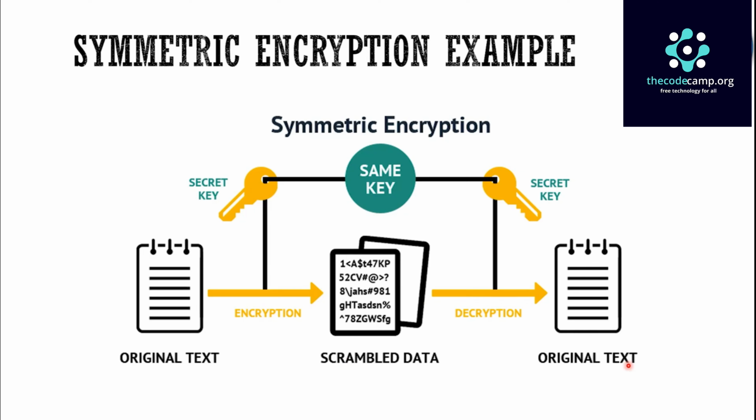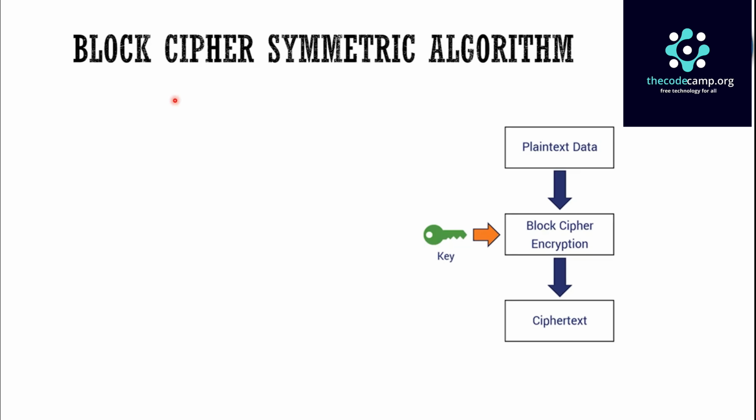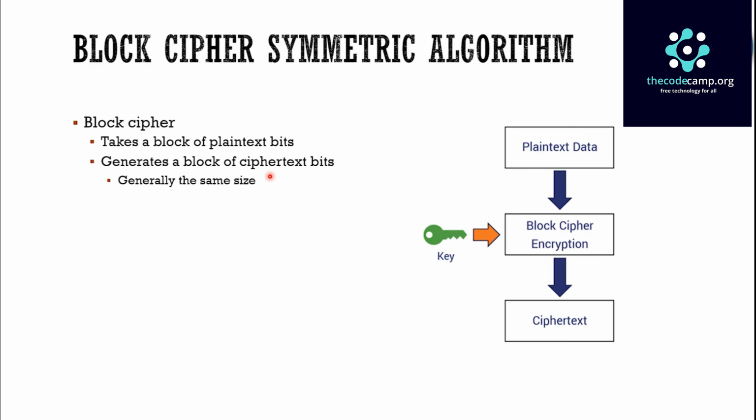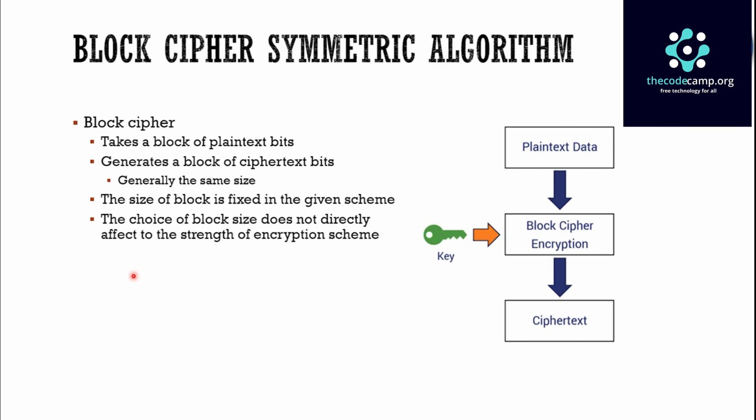A block cipher is a type of encryption where we have a big document or a big file and we encrypt it in chunks. So a block cipher takes a block of plain text bits and it generates a block of ciphertext bits, usually the same size. The size of the block is fixed, so it's always like 64-bit or whatever. The choice of the block size does not directly affect the strength of the encryption. The strength of the cipher depends upon the key length.